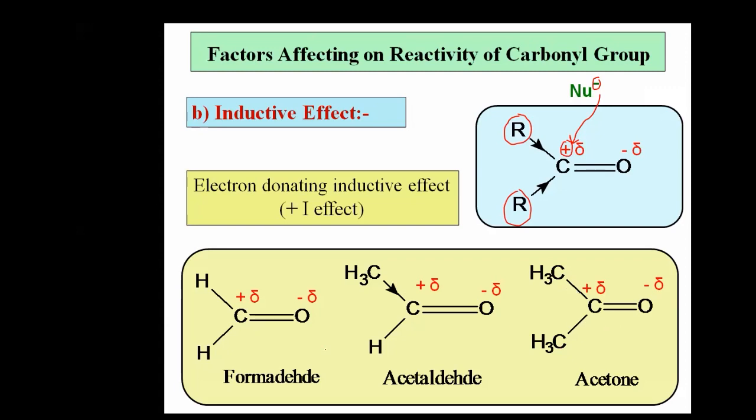Let us see the comparison between formaldehyde and acetaldehyde. In formaldehyde, there is no plus I effect. Therefore, it is more reactive. But in the case of acetaldehyde, there is one methyl group, and this methyl group shows a plus I effect, electron donating inductive effect. Hence, it is less reactive. म्हणून तो formaldehyde पेक्षा less reactive आहे. Okay, it is less reactive than formaldehyde.